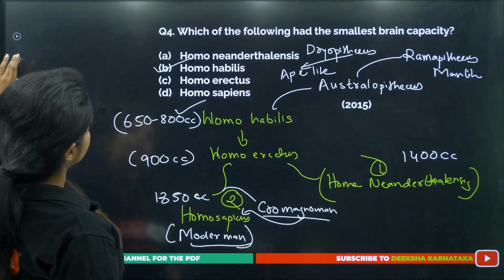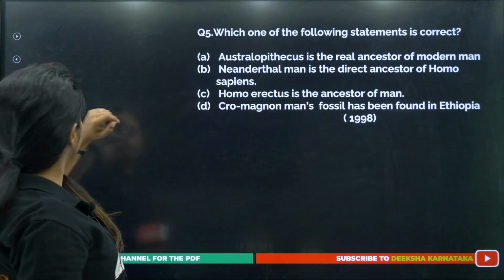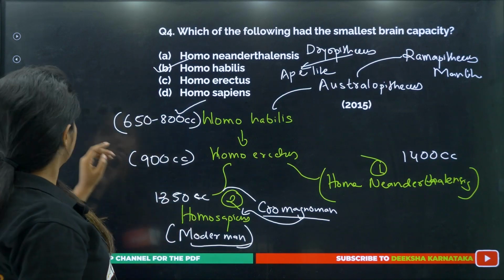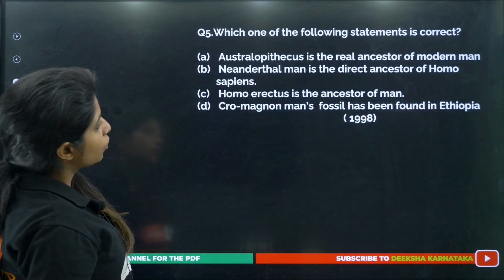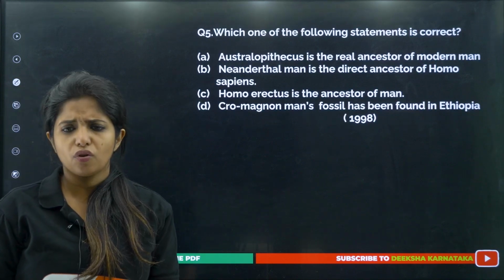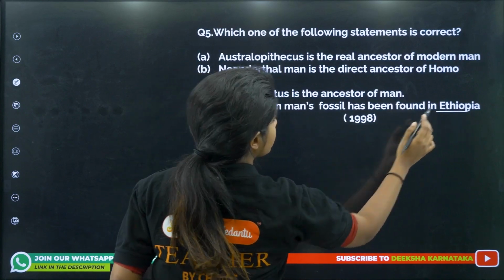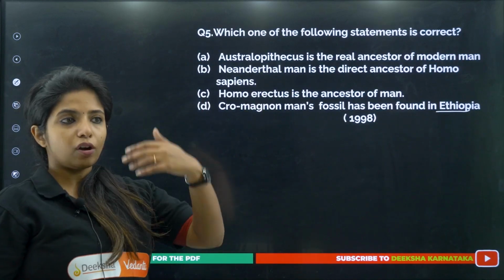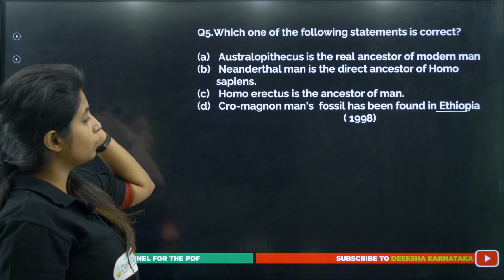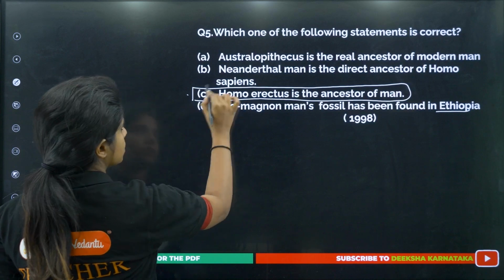Going ahead. Homo erectus is the ancestor of man. Let's see. Kind of true, but there is one more option left. Cro-Magnon man's fossil has been found in Ethiopia. No, children, that's wrong. Homo in Ethiopia and Tanzania? No, you found Australopithecus before that, which was something entirely different. You don't have to go back until that. Homo erectus is the ancestor of man. This becomes the correct answer.